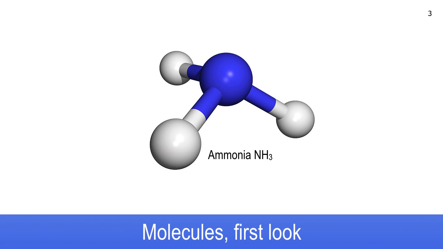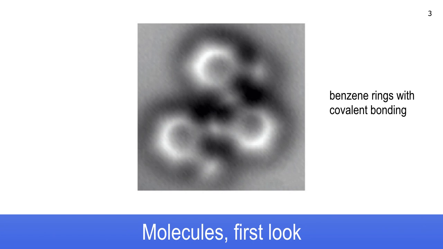Okay, we're going to talk a little bit about molecules today. We have a molecule homework that we're going to review in lecture today. Here's ammonia. This is a model of ammonia. Here's an image of a bunch of benzene molecules, three of them, kind of chained together with covalent bonding. This is an actual image, what we would call a direct image. This is not a model.